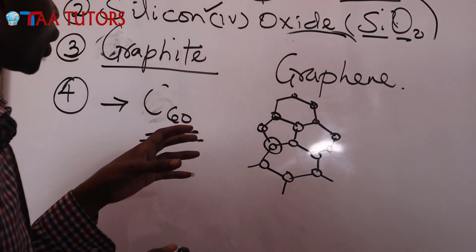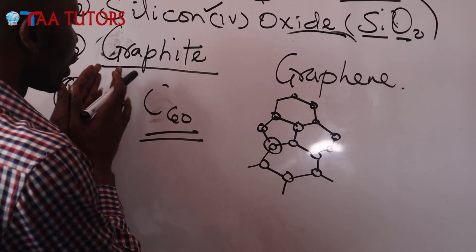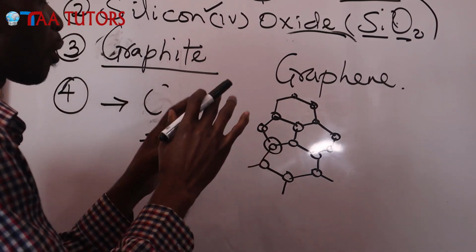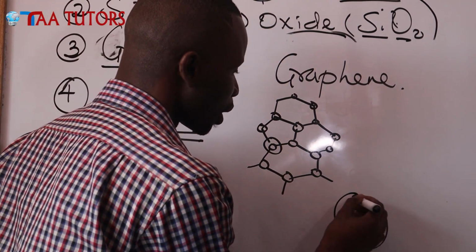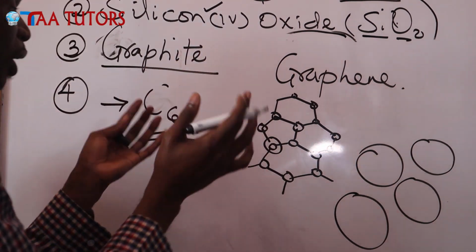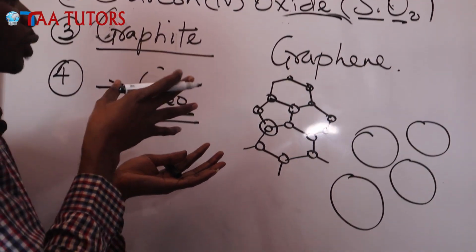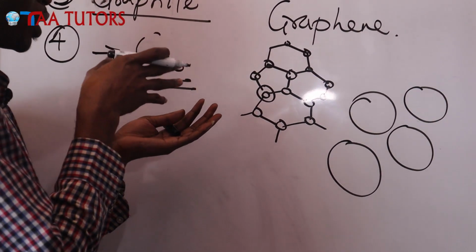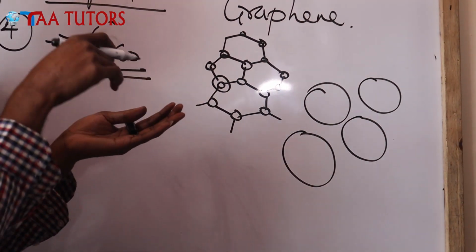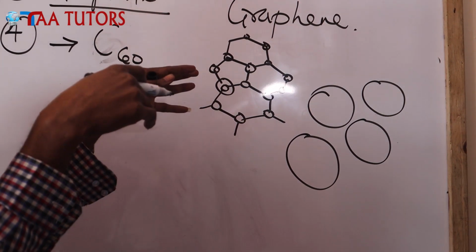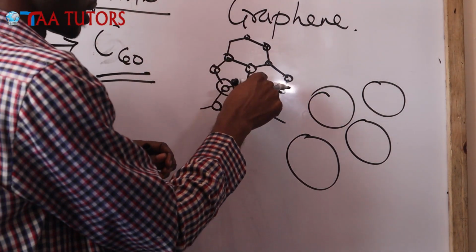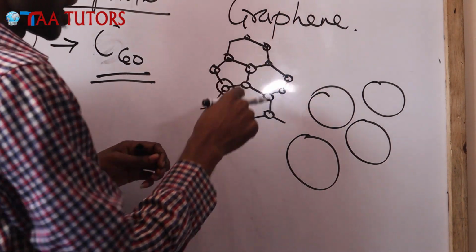Another thing with this one, I always relate graphite with fullerene. Why? Because fullerene also forms molecules, molecular balls. So one molecule is here, another molecule is there. Now, the fullerene is also hollow. I want you to imagine the way a ball is. There's a hollow space inside a ball. But realize that it's not completely closed like a ball. There are spaces.